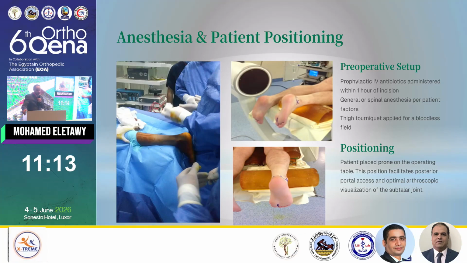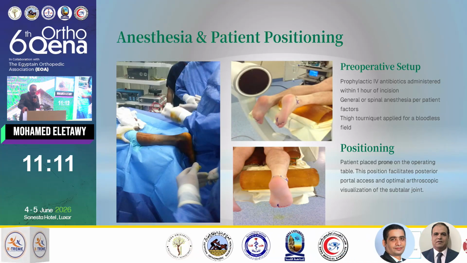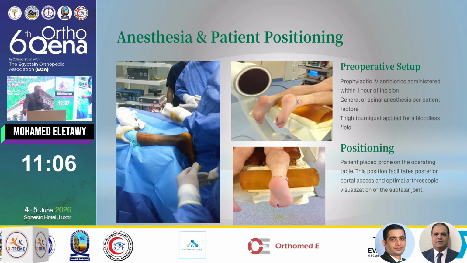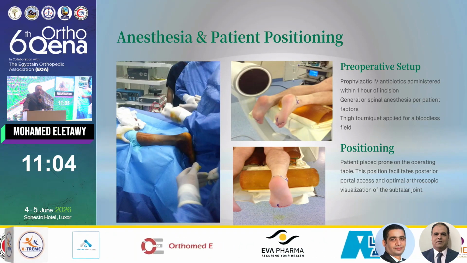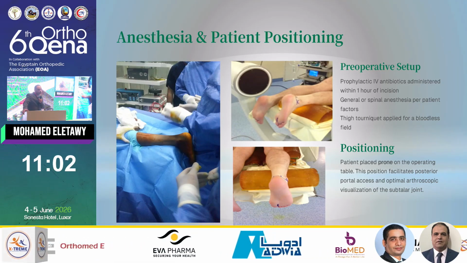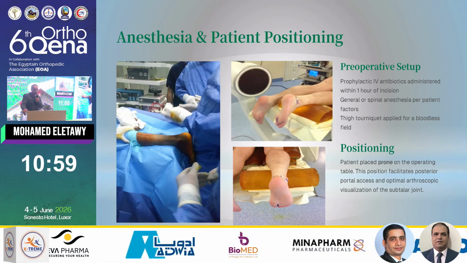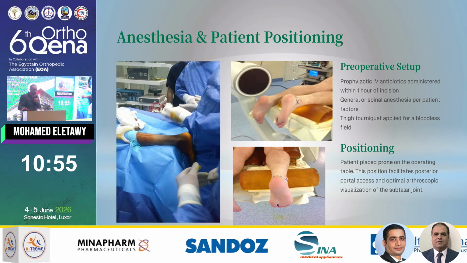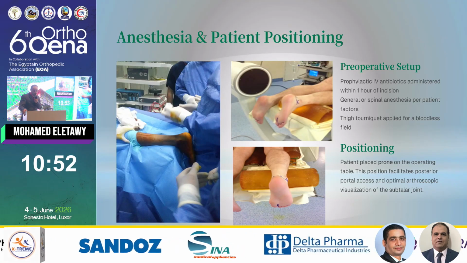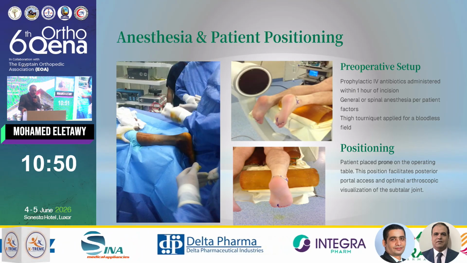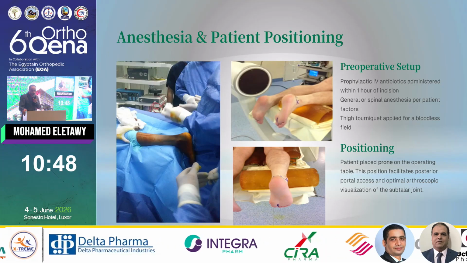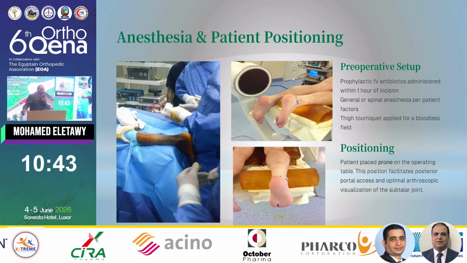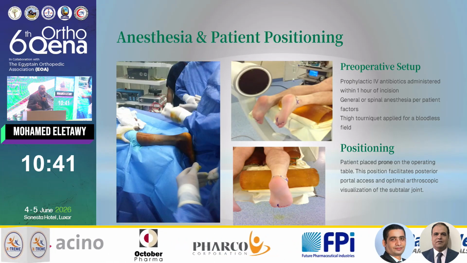Anesthesia and patient positioning. Preoperative setup: we give the patient intravenous antibiotic within 1 hour of incision. We use general anesthesia or spinal anesthesia, but in most cases we use spinal anesthesia. A thigh tourniquet is applied for a bloodless field. The patient is put in prone position on the operating table. This position facilitates posterior portal access and optimal arthroscopic visualization of the subtalar joint. The main part of the subtalar joint we prepare is the posterior part.